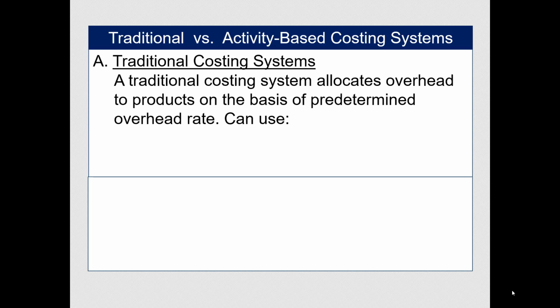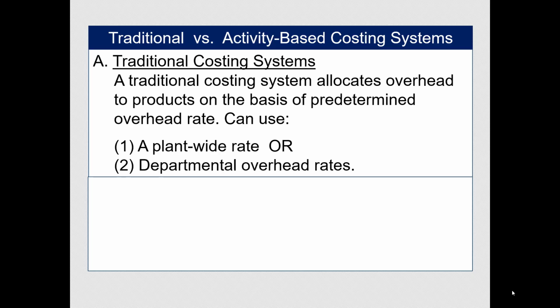In a traditional costing system, overhead is allocated to products on the basis of a predetermined rate. And as you know, we can use a plant-wide rate where we gather all of the overhead cost and divide by one activity base, or we can use departmental overhead rates where we allocate based on activity for each manufacturing department.